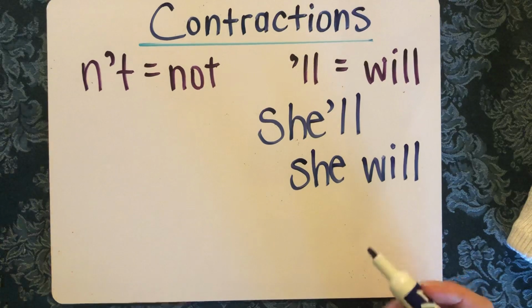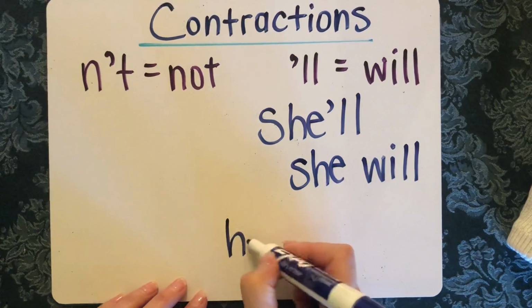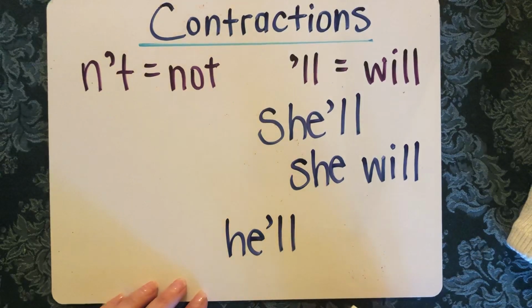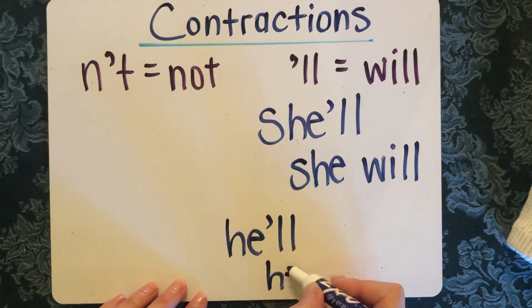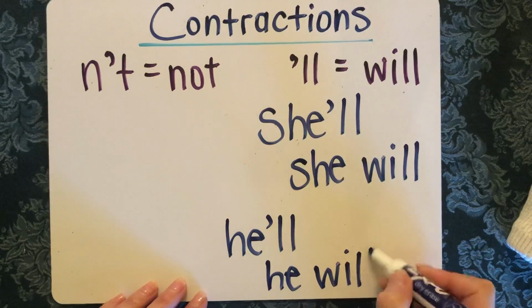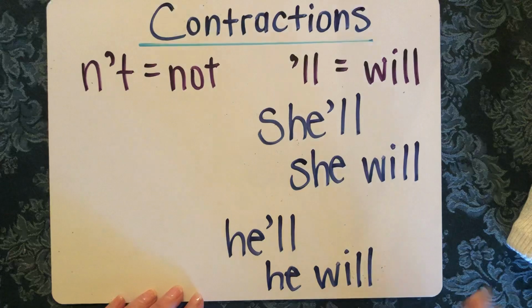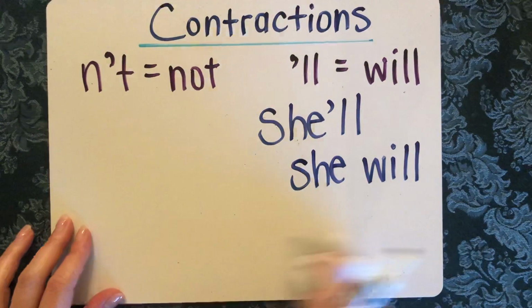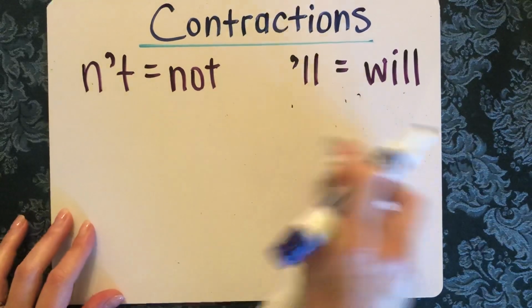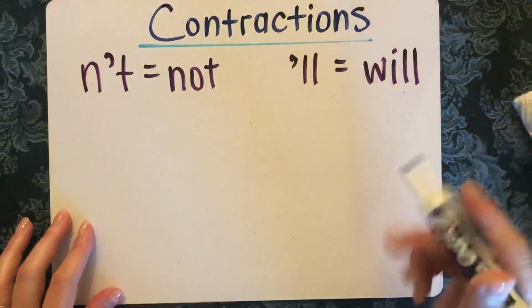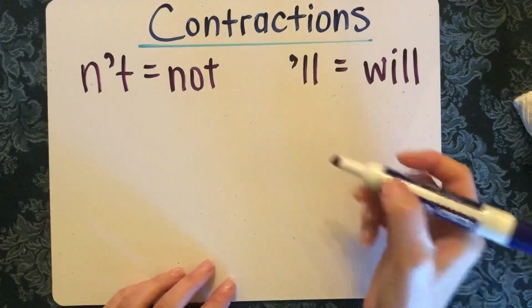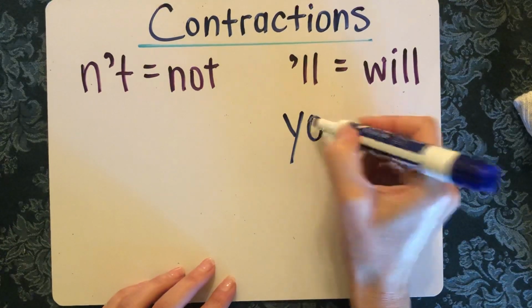Let's try another example. The contraction he'll stands for he will, because the apostrophe LL stands for will. So the contraction he'll is a short way of saying he will. Let's try some more examples with apostrophe LL. Let's try the contraction you'll.